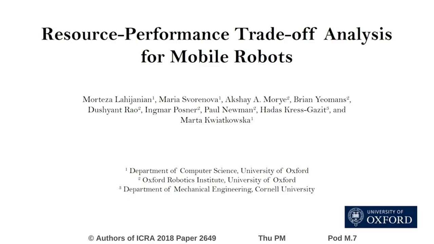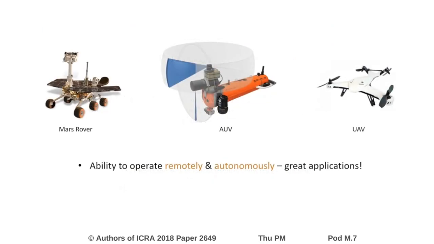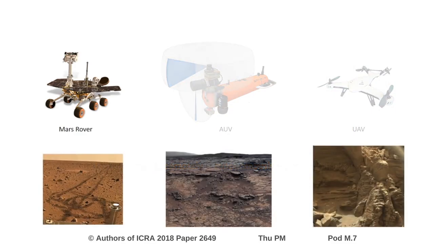The title of this work is Resource Performance Trade-off Analysis for Mobile Robots, and the focus is to aid designers in choosing robot components according to the required performance of the robot. Mobile robotics is a fast-growing field, and the main feature that makes these robots attractive is their ability to operate remotely with some level of autonomy.